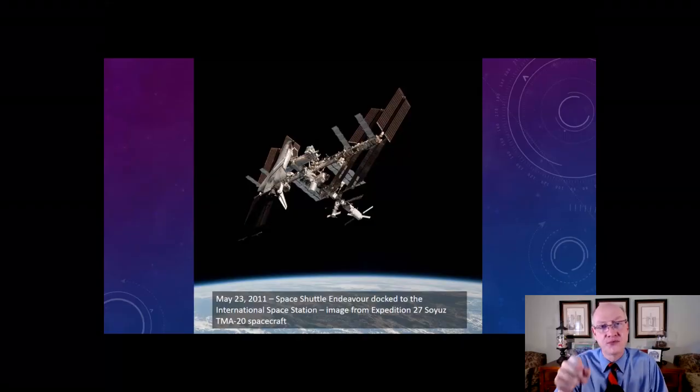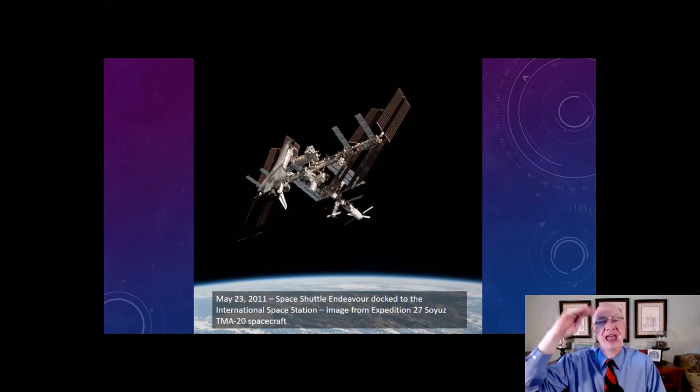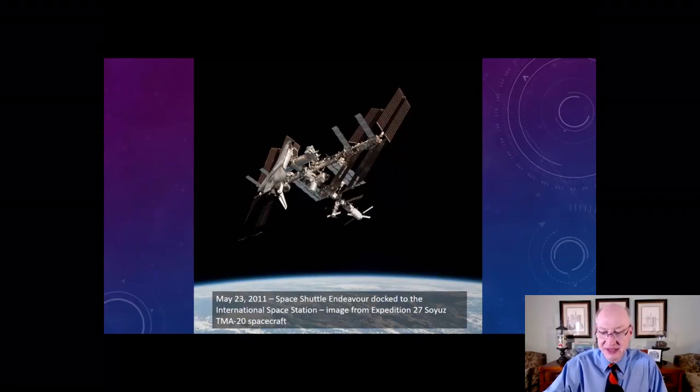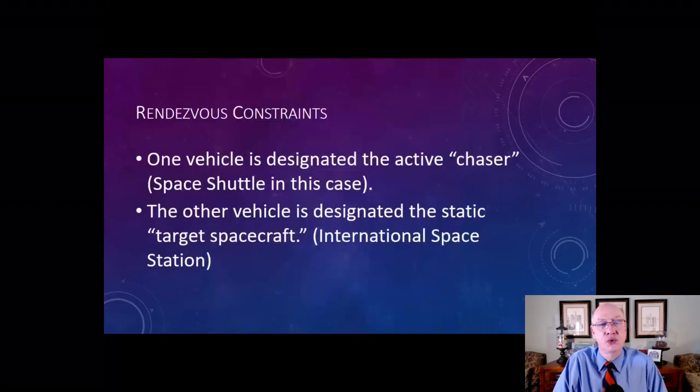If I move forward, that might also move me up in an orbit. It might give my orbit more energy, which would cause me to lag behind. Or if I thrust away from it, I can go into a lower orbit and catch up to it. Typically today, when we do orbital rendezvous, we designate one vehicle as the active chasing vehicle and the other one as the static vehicle, the target spacecraft that's not going to do any maneuvering.